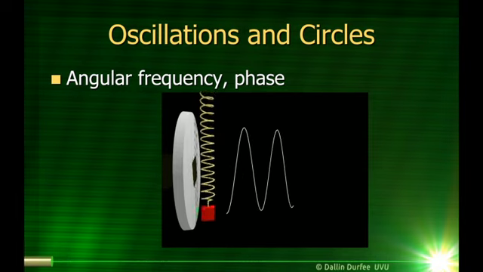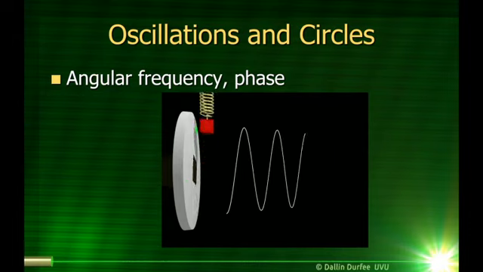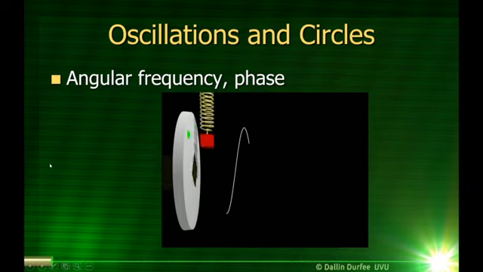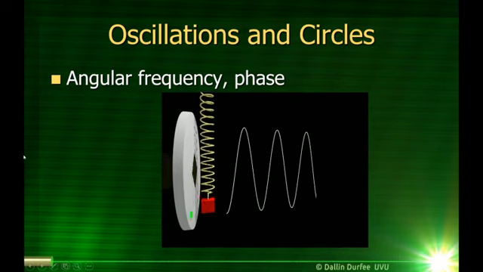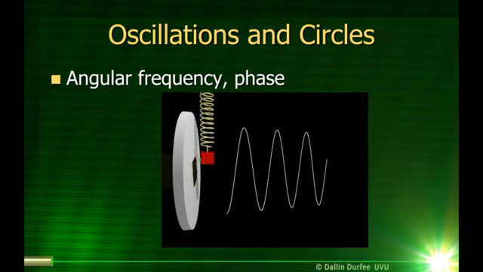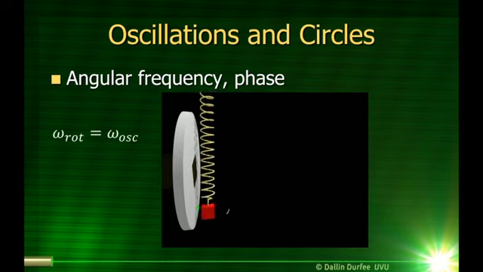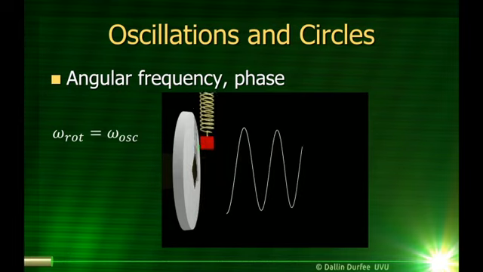But if you plot just the y component of the green object, it moves exactly the same as our red mass on our spring. So you can think of harmonic motion as just being the y component of something that is rotating. And so that's the connection between angular frequency and angular velocity. The rotational angular velocity is analogous to the angular frequency for oscillation.